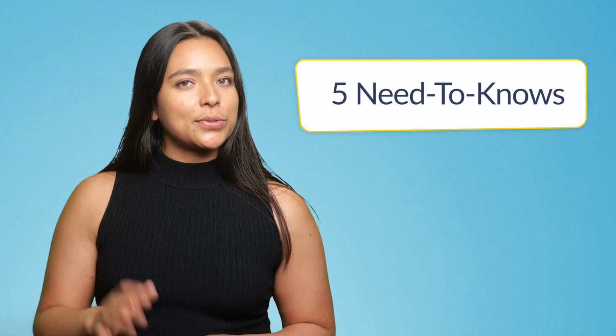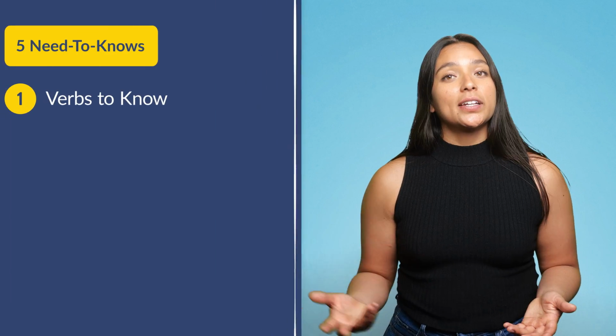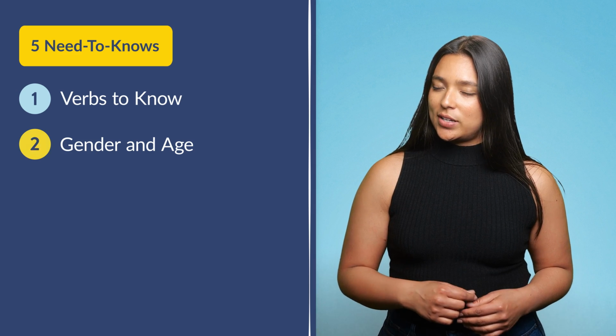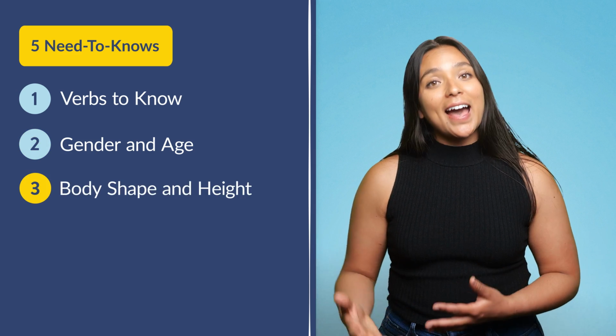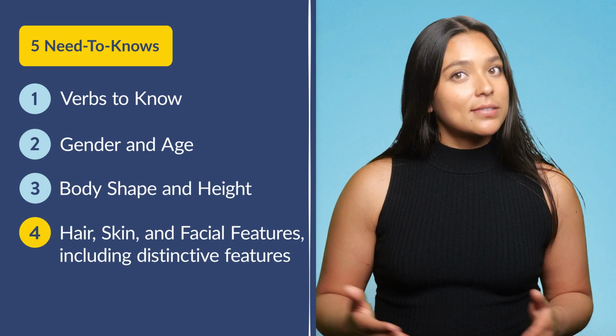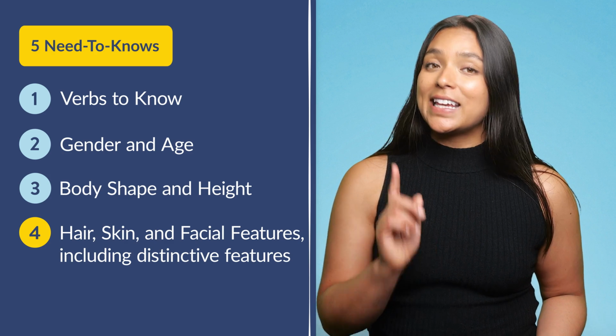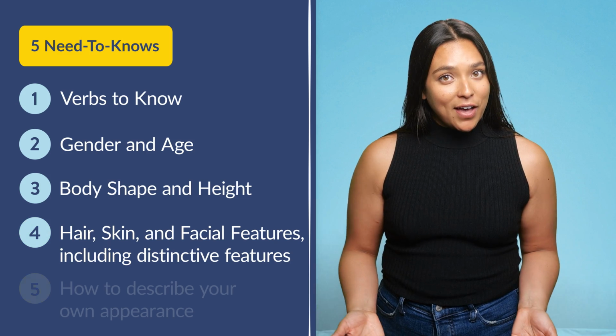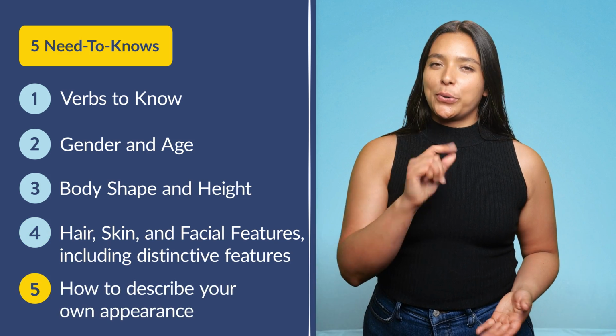In this lesson, we will cover the 5 need-to-knows to describe anyone. Number 1, verbs to know. Number 2, gender and age. Number 3, body shape and height. Number 4, hair, skin, and facial features, including distinctive features like wrinkles and tattoos. And number 5, how to describe your own appearance.